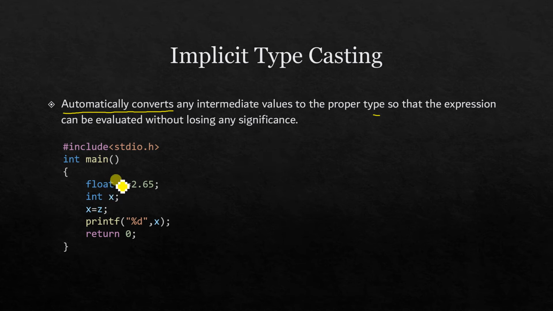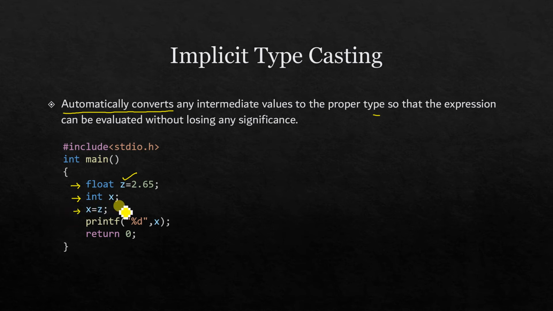Here you can see I have taken a variable z, which is of float type, and I have assigned a value of 2.65. Then I took another variable named x, which stores an integer. And in the third line we want to assign the value of z to x. It is the same concept that we discussed in the first slide, but in a different program. I am trying to assign the value of a float variable to an integer variable.